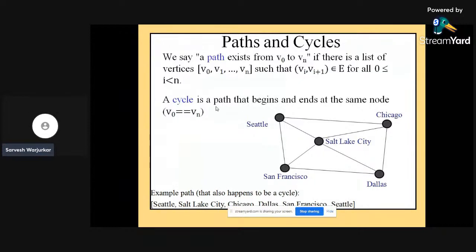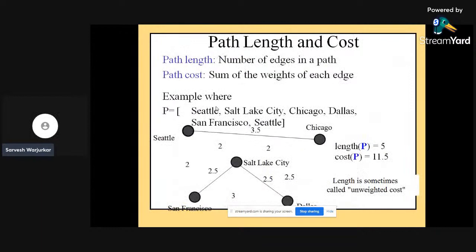A cycle is a path that begins and ends at the same node. See, in the path I started from Seattle and ended at Salt Lake City. Whereas if I am dealing with a cycle, I need to start from any vertex and I should end on that vertex itself. If I start from a vertex and end on that particular vertex itself, it is called a cycle.